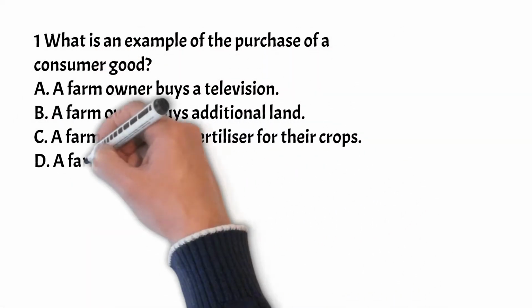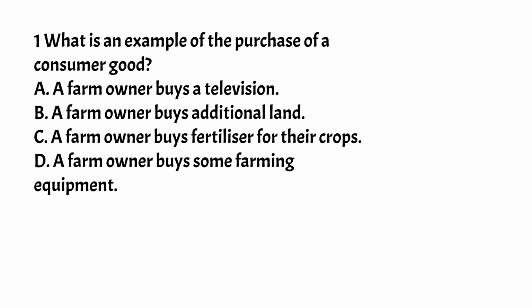First question. Number 1. What is an example of the purchase of a consumer good? A. A farm owner buys a television. B. A farm owner buys additional land. C. A farm owner buys fertilizer for their crops. D. A farm owner buys some farming equipment. B, C, and D are factors of production. The only one that is a consumer good is A. Buying a television.